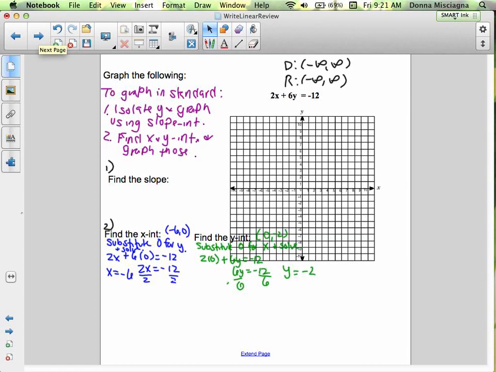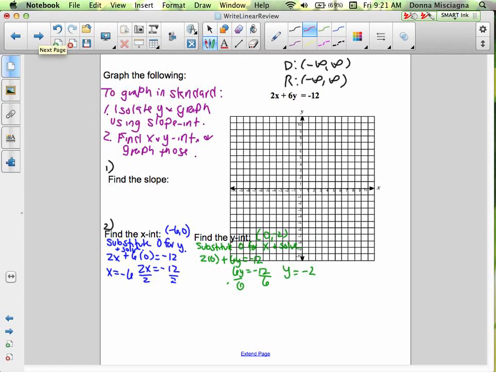I already have the domain and range up there because I know what it's going to be, because the domain and range is going to be the exact same thing for all our linear functions. All linear functions have a domain of negative infinity to infinity, or all real numbers, and a range of negative infinity to infinity, or all real numbers as well. So it's pretty easy to figure out domain and range. If you're dealing with a linear function, it's just going to be all real numbers.